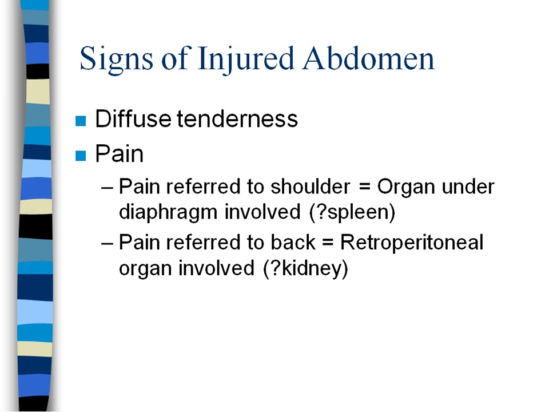Signs of injured abdomen. Diffuse tenderness, which we already talked about. Pain referred to the shoulder, basically the organ under the diaphragm that's involved, like the spleen. Pain referred to the back, that would be retroperitoneal. I'm thinking kidney. Anytime they have pain in this flank, there's not much else in the flank, right, other than kidney. Anybody in here ever had a true kidney infection? It hurts, right? And where does it hurt? It hurts in your back.